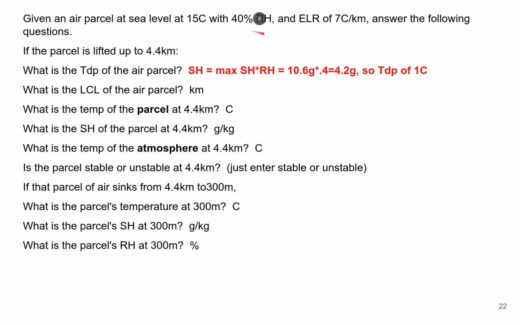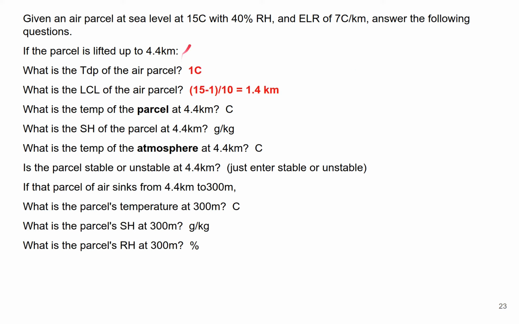So we're given the relative humidity and the temperature. So we look up 15 Celsius, find the max. The max is 10.6. The relative humidity is 40%. So 40% of 10.6 is 4.2 grams. So now we know the specific humidity of the parcel. If we know the specific humidity, we can look it up, and the dew point temperature is 1 degree.